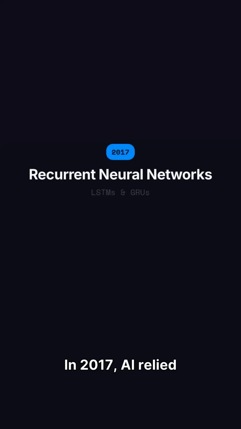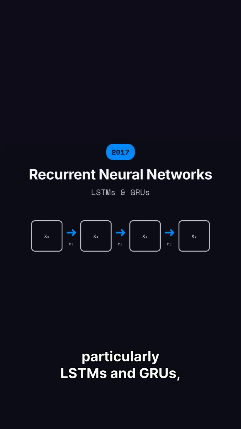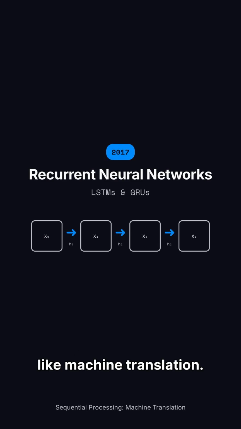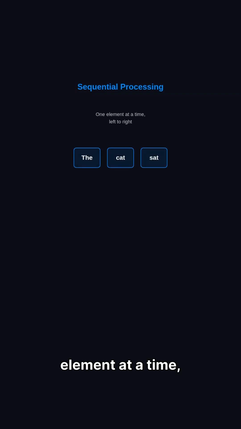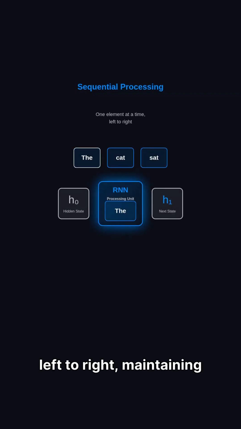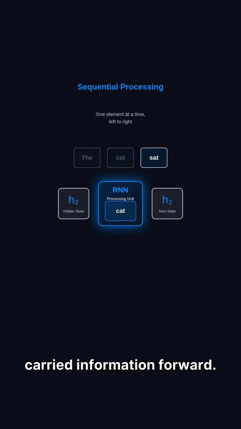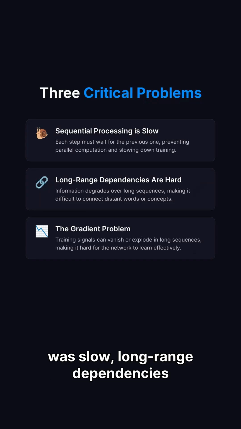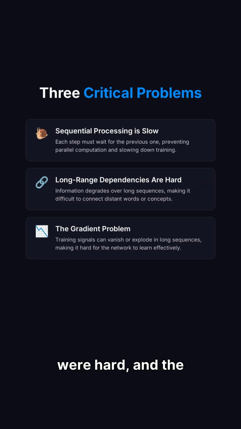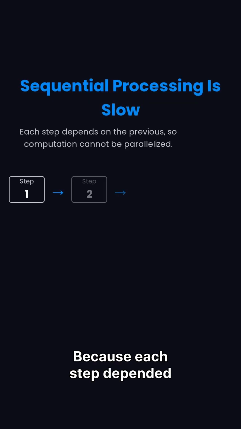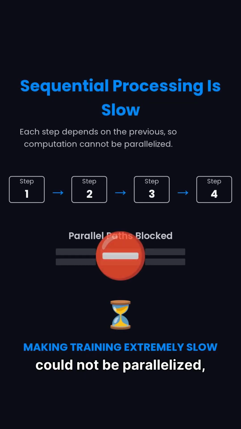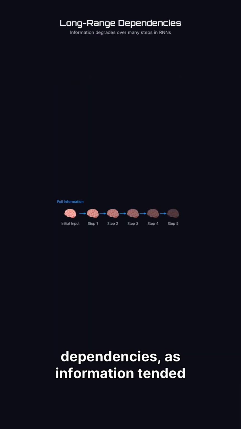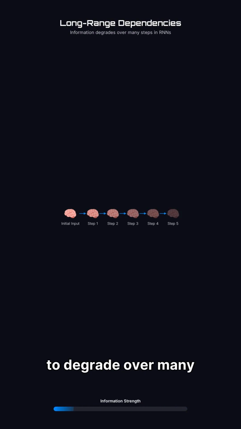In 2017, AI relied on recurrent neural networks, particularly LSTMs and GRUs, for sequence processing tasks like machine translation. These process sequences one element at a time, left to right, maintaining a hidden state that carried information forward. This approach had three critical problems: sequential processing was slow, long-range dependencies were hard, and the gradient problem. Because each step depended on the previous, computation could not be parallelized, making training extremely slow. RNNs struggled with long-range dependencies, as information tended to degrade over many steps.